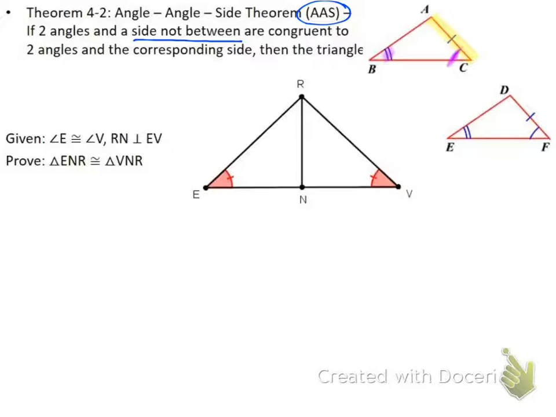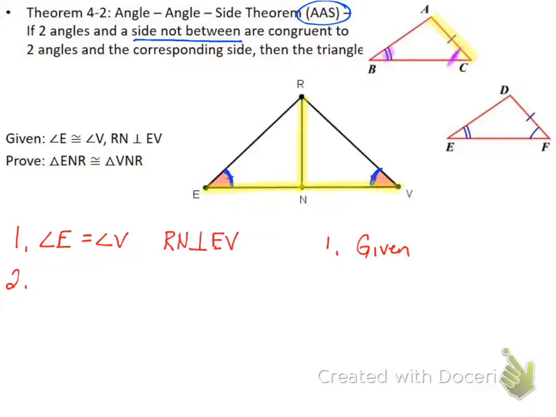So, flip over to the back of the notes. With my first step, I've got my given: angle E is equal to angle V, and RN is perpendicular to EV. So my given statements. Angle E and V are equal to each other, so I put a single line through each one of those. It says that RN and EV are perpendicular to each other.